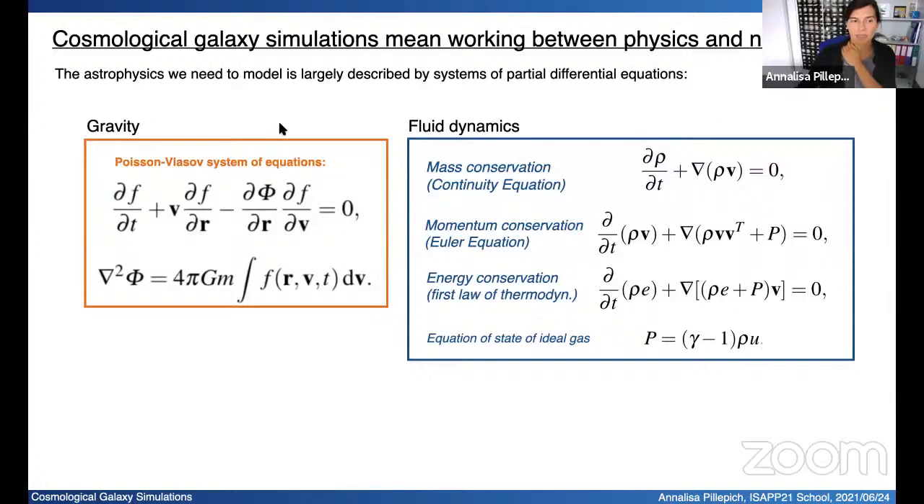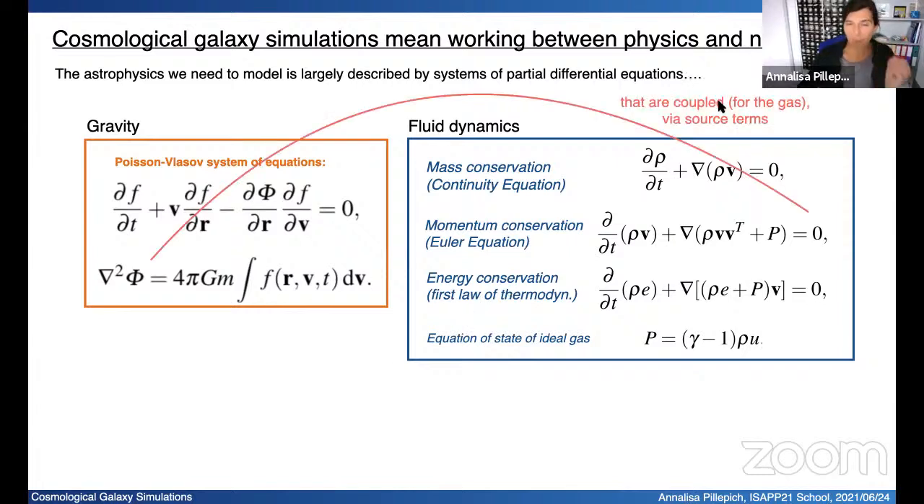If you are simulating only dark matter, you will only solve for the left-hand side of this panel. If you want to simulate gas, it interacts gravitationally between gas elements and between gas and dark matter, but also through fluid dynamics. In fact, these are coupled systems of equations because effectively the gravitational potential appears as a source on the right-hand side of the Euler equation. So these are coupled for the gas, at least. Now we have written them. Again, referring to a question earlier, we are for now forgetting about magnetic fields, but we could write all of these also in terms of magnetic fields.